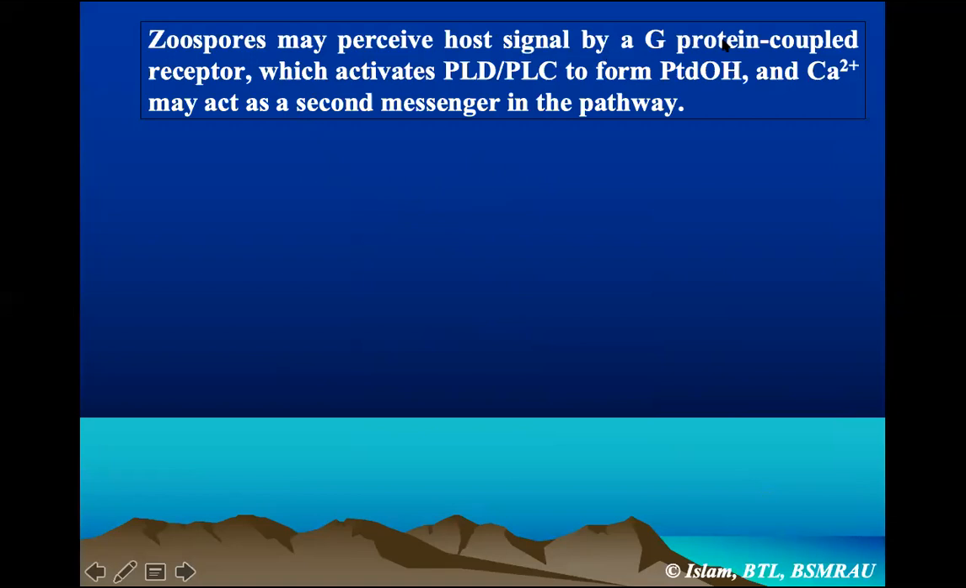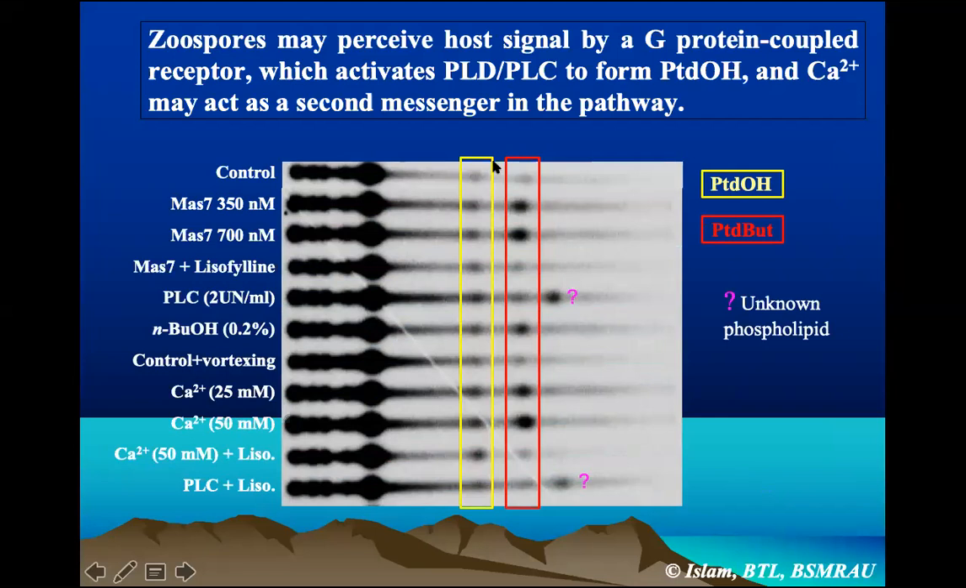Zoospore perceives the host signal by G protein coupled receptor, which activates phospholipase D in the cell membrane. Phospholipase D and phospholipase C are involved in production of phosphatidic acid and calcium as a second messenger in the pathway. So we clarified this information, and we analyzed the lipid in the membrane of the zoospore, and we found that, yes, phosphatidic acid is produced when the zoospore is triggered by cochlearin-filling A or mestoperan. This was a very interesting finding, and we got insight into the mode of action of cochlearin-filling A on the zoospore.